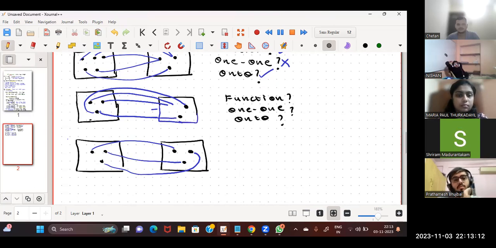Is this a one-to-one function or is this an onto function? No. Second last one, Bharat. Is this a one-to-one function or is this an onto function? The question is the same for everyone else as well.